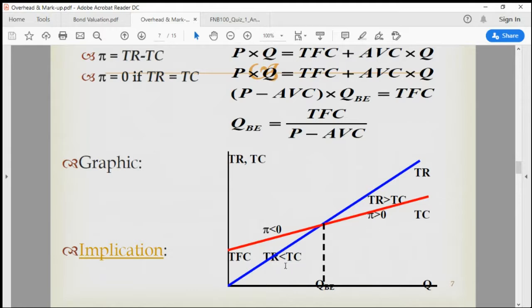Everything else is quite obvious. Until you reach this point, your revenue is always less than the cost, so the profit is negative. Past this point, revenue is always greater than the total cost, so the profit is positive. But at this point, total revenue is equal to total cost, so the profit is zero. Break even, profit is zero. So we write it this way, and we can rearrange and solve it for quantity. That's how you find a break-even.